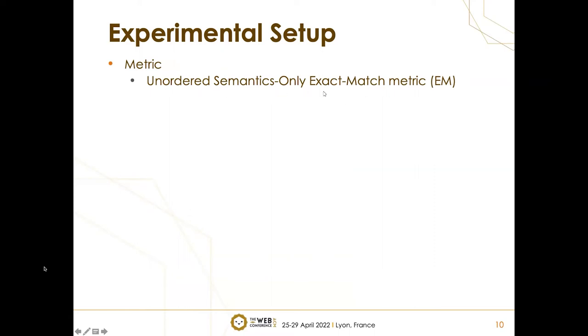This is essentially the exact match metric, but since we are using the TOP decoupled format, we only care about the semantic associated nodes. So we remove all the terminal nodes without any semantics. That's why we call it semantic-only exact match. Also, the order of children in a semantic parsing tree doesn't matter in those two datasets, so we also ignore the order of the children nodes. That comes with the unordered semantic-only exact match metric.